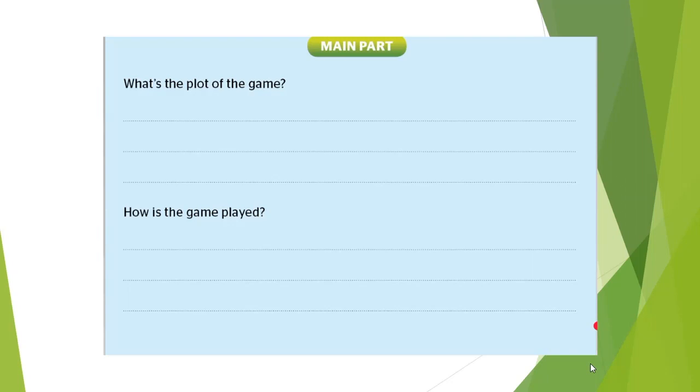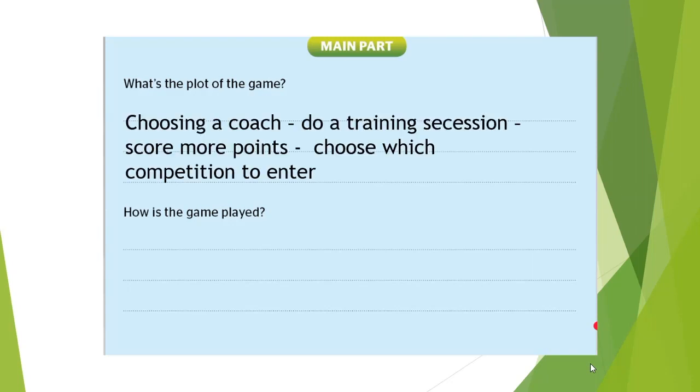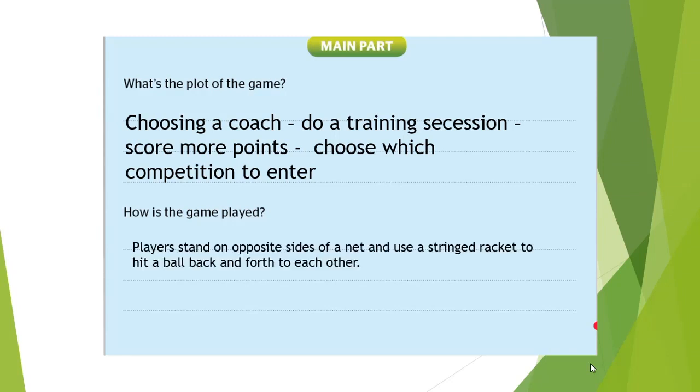For the first question regarding the plot of the game, suppose that you are speaking about or we are writing about tennis. You have to choose a coach, do a training session, score more points, choose which competition to enter. Okay, now for the second question, how the game is played. How is the game played? Now, players stand on opposite sides of a net and use a string racket to hit a ball back and forth to each other.